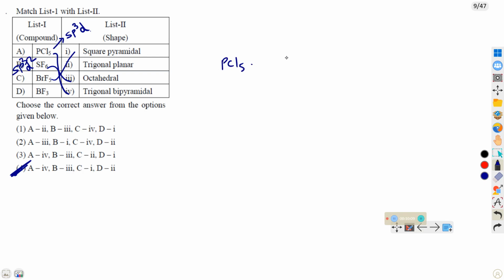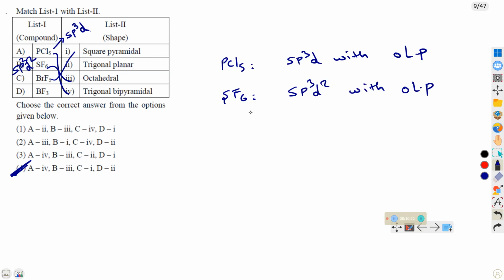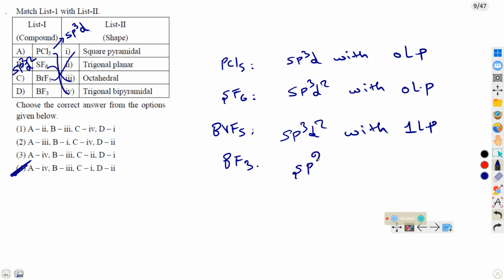PCl5, sp3d with 0 lone pairs. SF6, sp3d2 with 0 lone pairs. BrF5, sp3d2 with 1 lone pair. BF3, sp2 hybridization with 0 lone pairs.